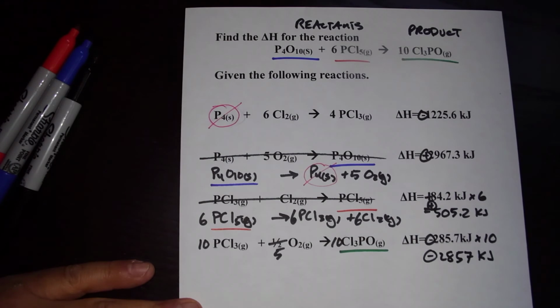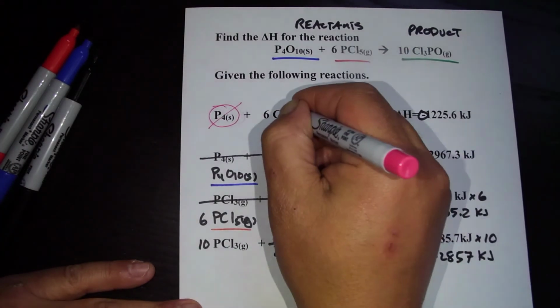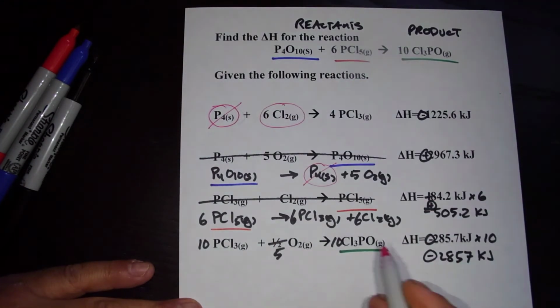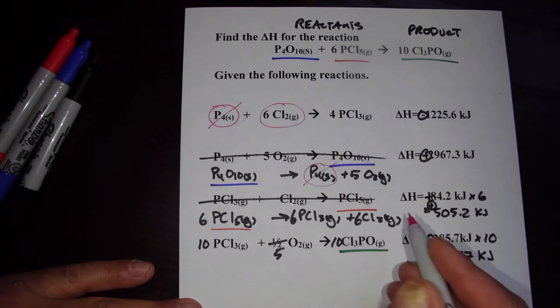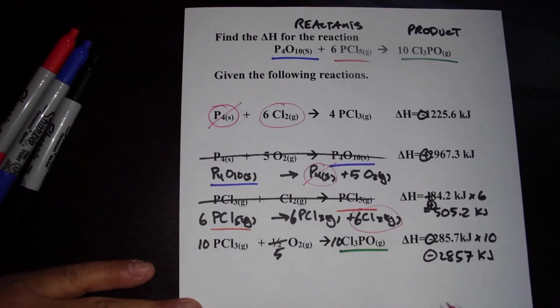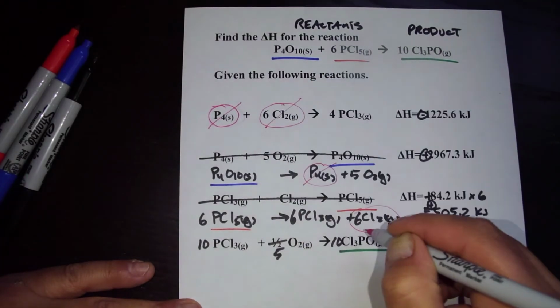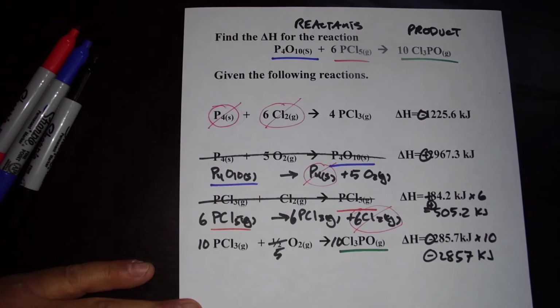All right, so let's go to the Cl2s. We have 6 of them there. Let's find where the other ones are. Luckily, we have those guys right there. All right, so those cancel. Nice.